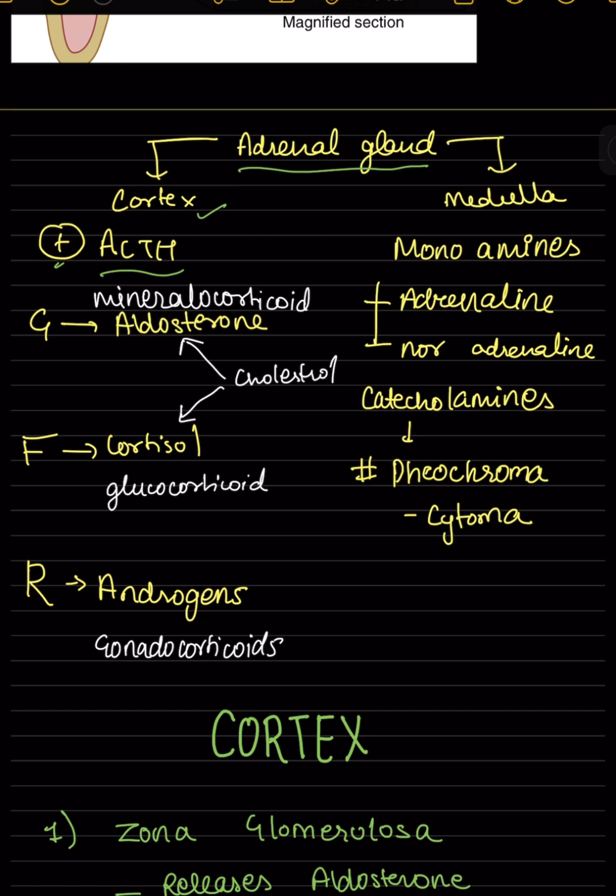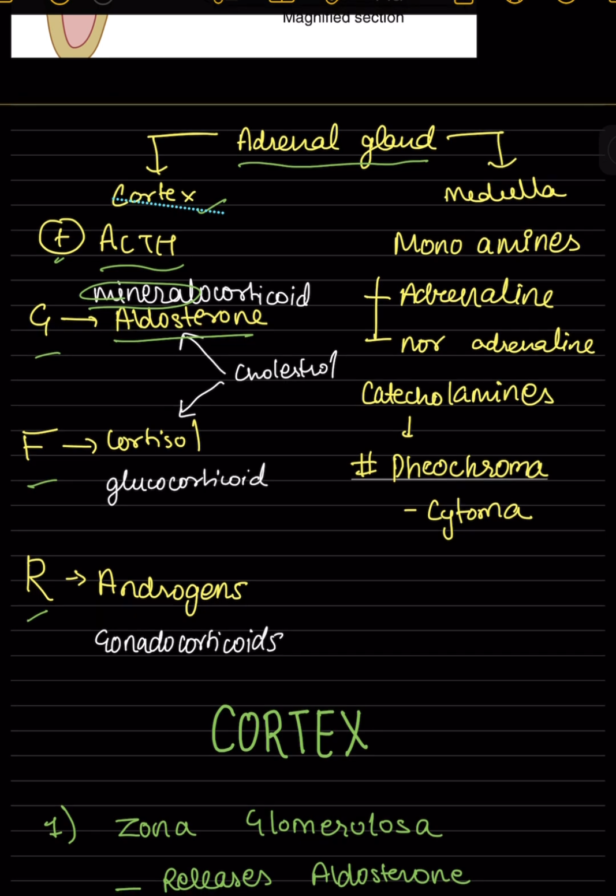You can remember it by the mnemonic GFR, like GFR and the kidney. G stands for glomerulosa, which produces aldosterone, which is a type of mineralocorticoid. How to remember this? Aldosterone helps in the absorption of minerals such as sodium and potassium. The fasciculata produces cortisol, which is a type of glucocorticoid. How to remember it? It increases blood glucose levels. That is why it is known as glucocorticoid.